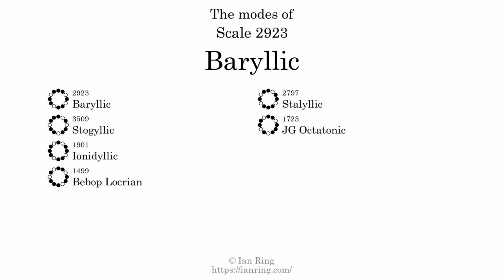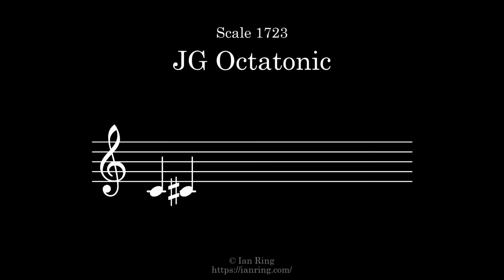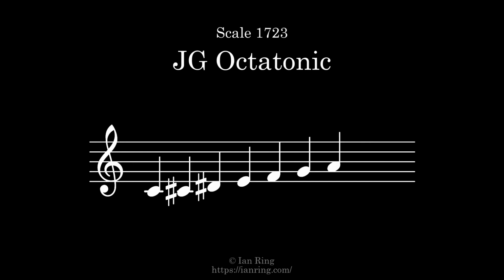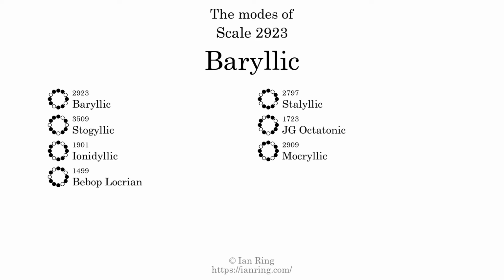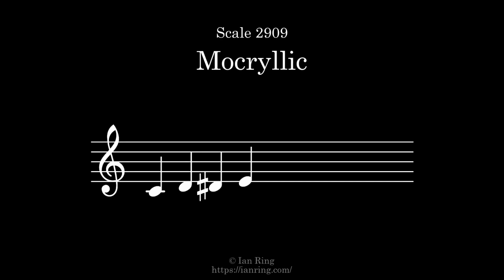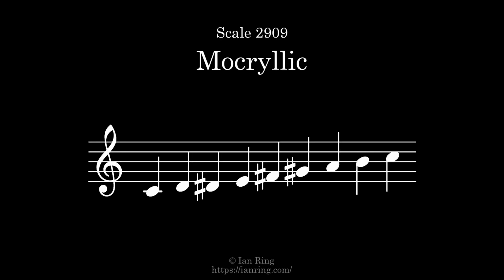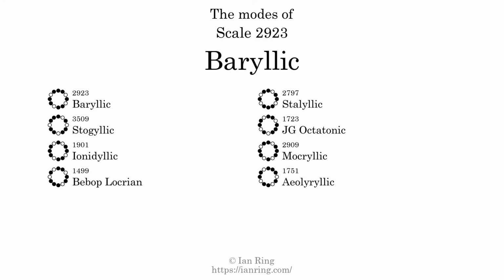The sixth mode is scale 1723, also known as octatonic. It sounds like this. The seventh mode is scale 2909, also known as Baryllic. It sounds like this. The eighth and last mode is scale 1751, also known as Baryllic. It sounds like this.